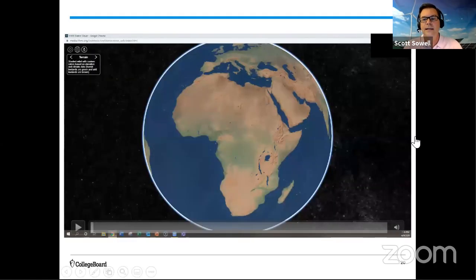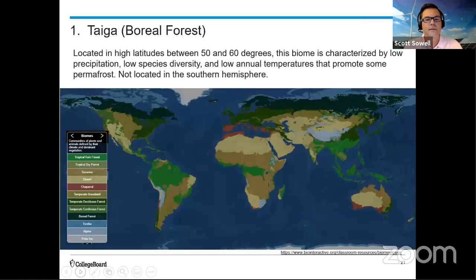All right, let's keep trucking here. So first one I want to look at is the taiga. So again, located between 50 and 60 degrees. This is also known as the boreal forest. Low precipitation, low species diversity, low temperatures, some permafrost, not a lot, it's patchy. And interestingly enough, there's none in the southern hemisphere. This is all northern hemisphere.